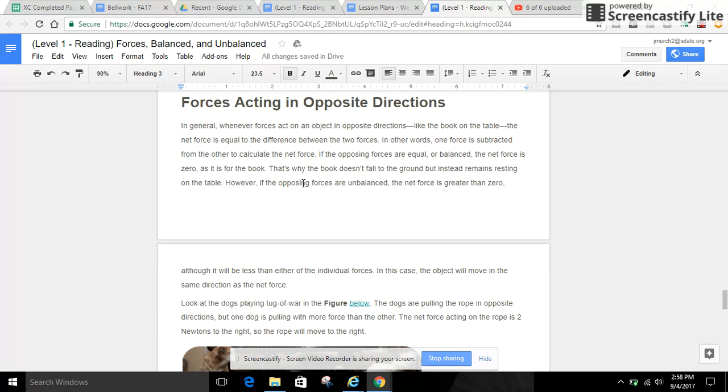However, if the opposing forces are unbalanced, the net force is greater than zero, although it will be less than either of the individual forces. In this case, the object will move in the same direction as the net force.